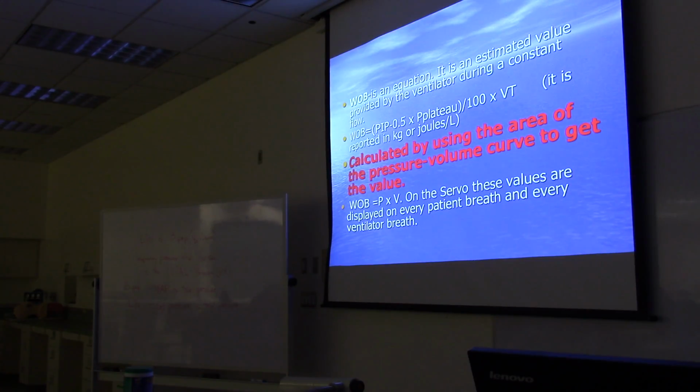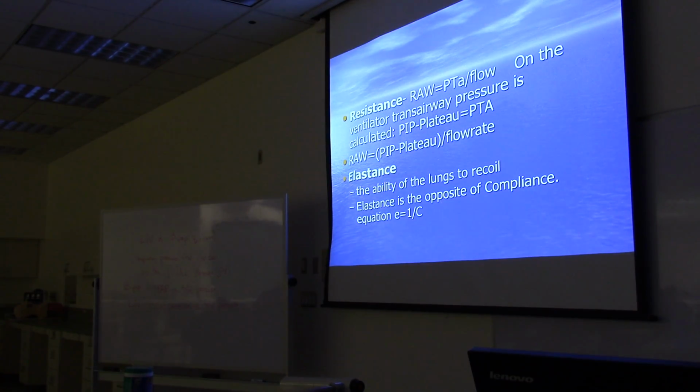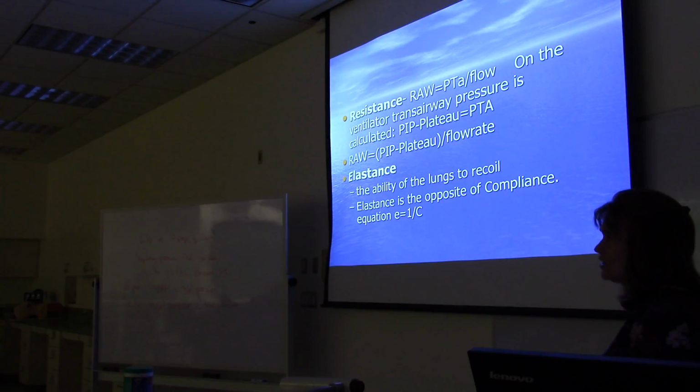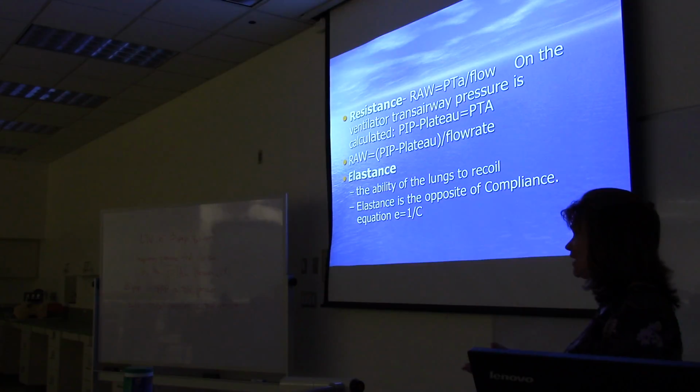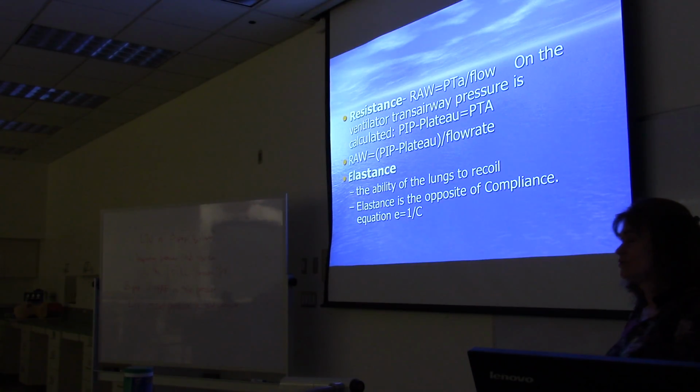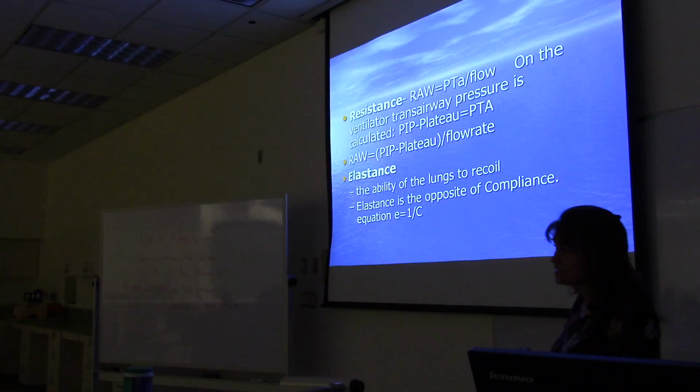Just so that you know, the two components that are used to calculate work of breathing are the pressure that it takes and the volume that's delivered to the lungs. With airway resistance, it says PTA divided by flow. So we know airway resistance as peak pressure minus plateau pressure. Well, that pressure difference is also called PTA, or trans-airway pressure. We learned about trans-airway pressure in the beginning of the semester.